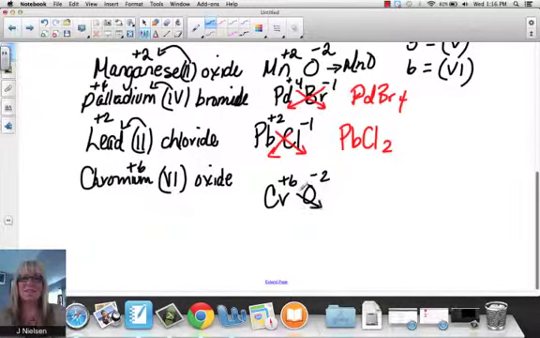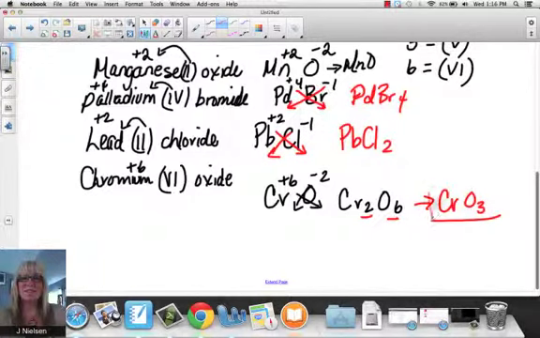So when you drop and cross on this, you get Cr2O6. However, this is not the final formula, because this can be reduced. 2 goes into 2 once, and 2 goes into 6 3 times. So the real formula that you'd have to come up with is CrO3, because we want the most reduced state when we write a formula.